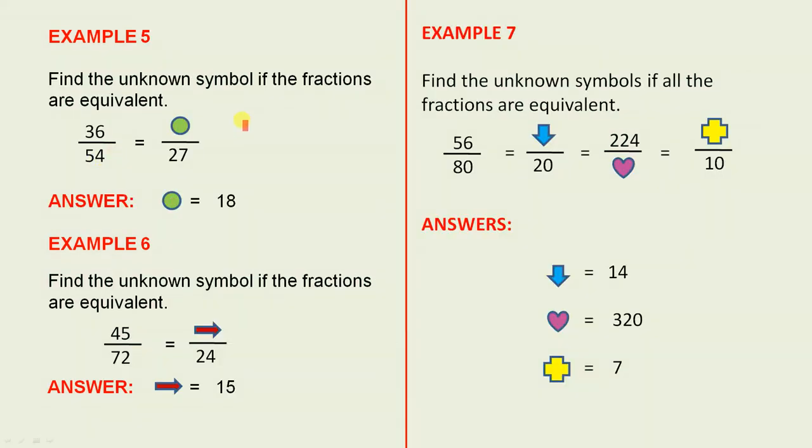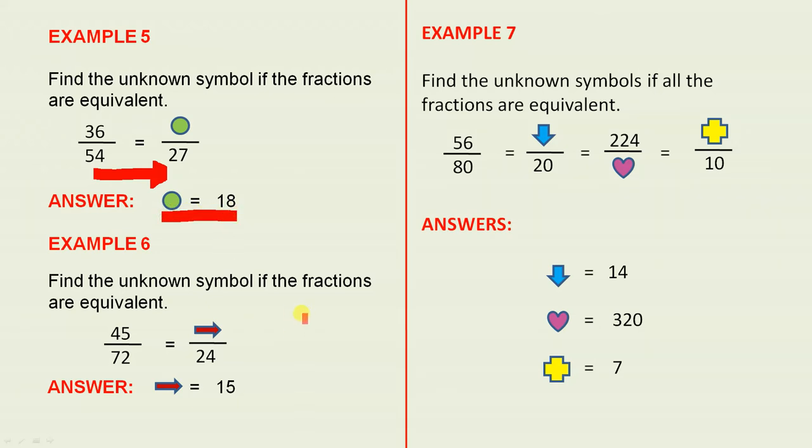Example 5. Find the unknown symbol if the fractions are equivalent. 36 over 54 equals the circle over 27. Now from here to here, you can see that 54 is being divided by 2 to give you 27. 36 divided by 2 gives you 18, so the circle is 18.